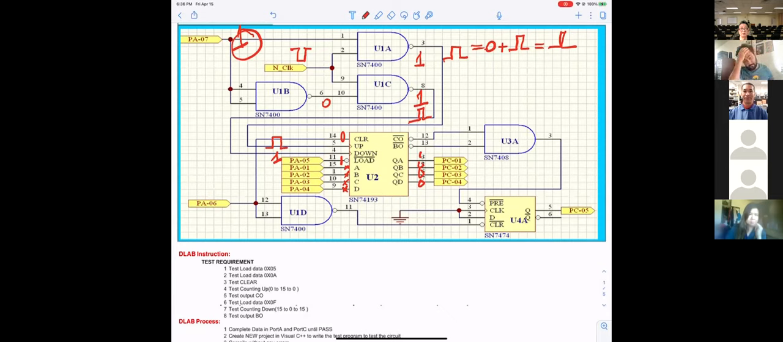And that's a 16-bit counter? 4-bit. Four. You get QA, QB, QC, QD, only four. But zero up to 15. 15, all right. 15, I was thinking 16. Yeah, right. Zero to 15, 15 back to zero.